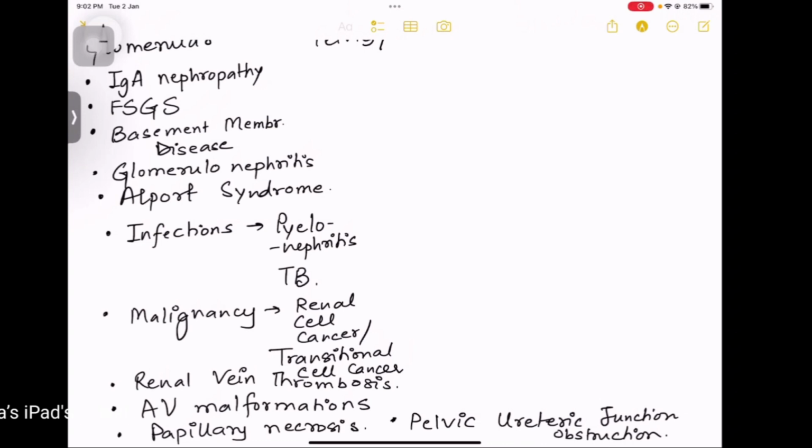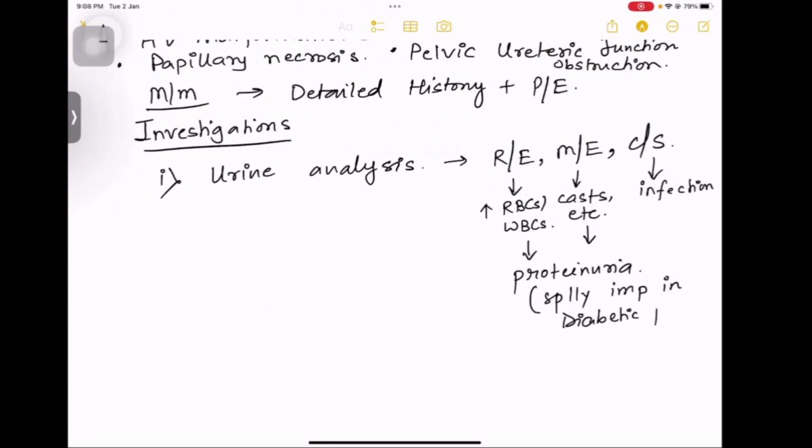So for any part of the tract, just remember, you can have a trauma there, you can have inflammation of that part, you can have a stricture or a diverticulum or a polyp in that part.